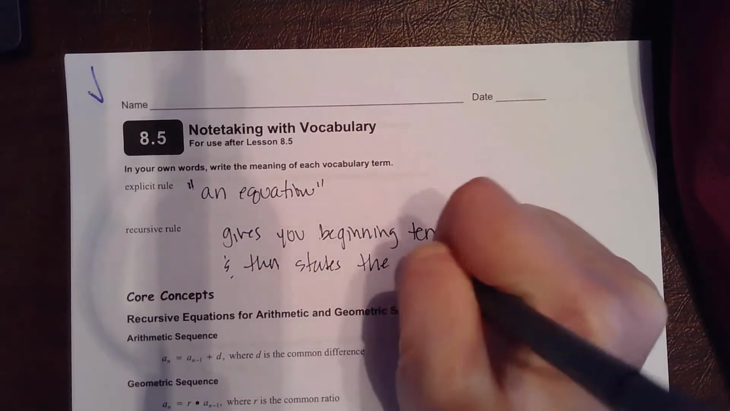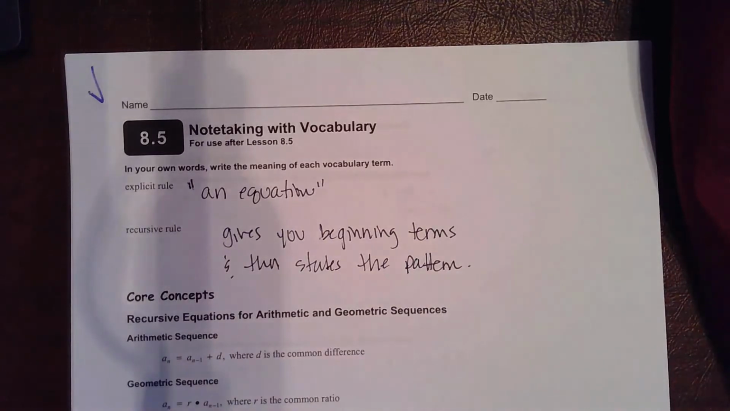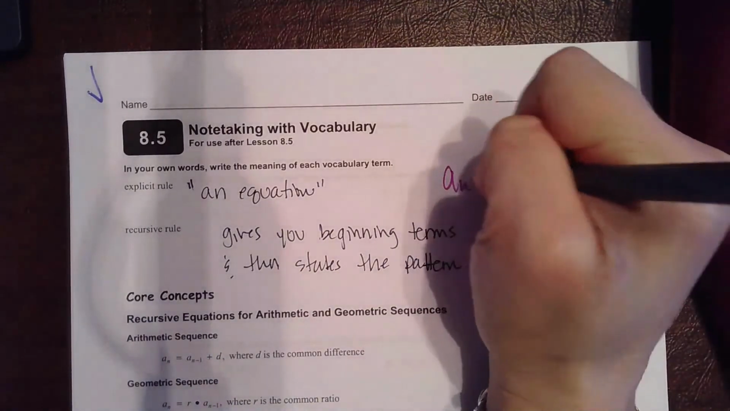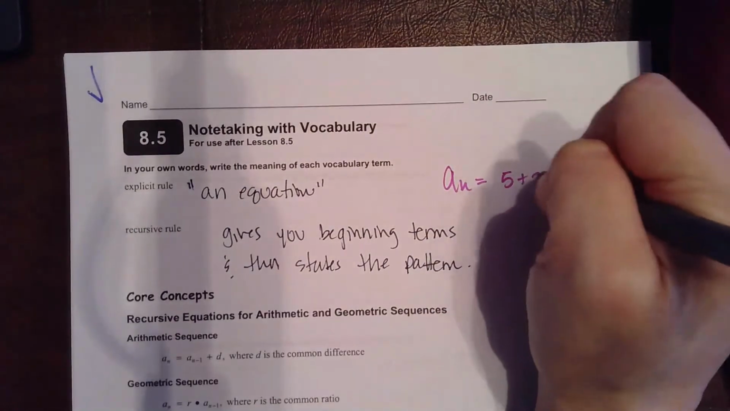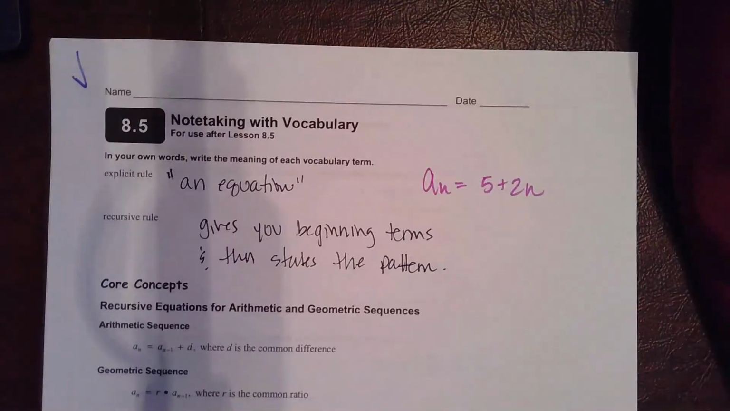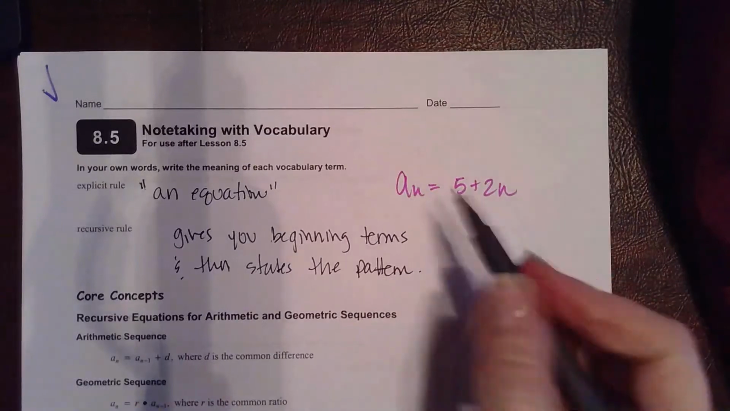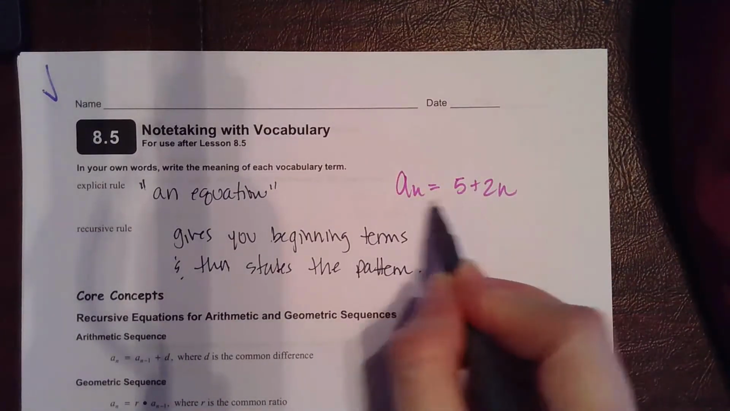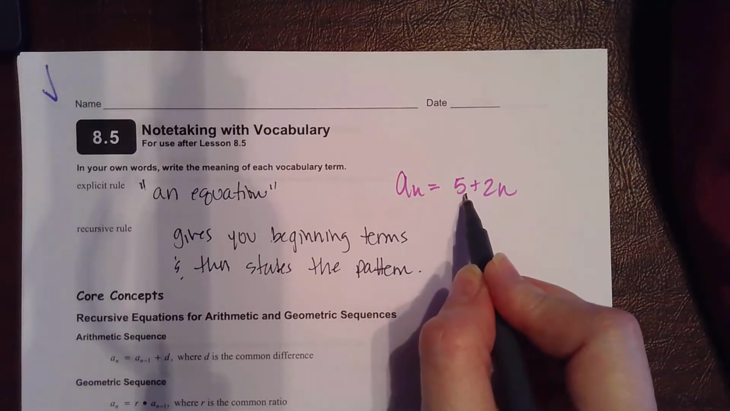and then tells you what the pattern is going to be. Okay, so let me show you the difference between the two. For example, an explicit rule might be something like a sub n equals 5 plus 2n, right? What this explicit rule tells me is that the 5 is not my first term.